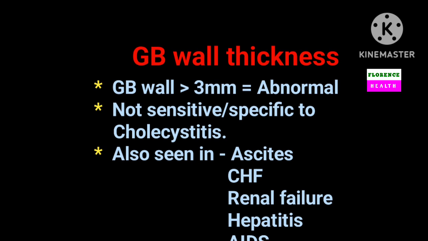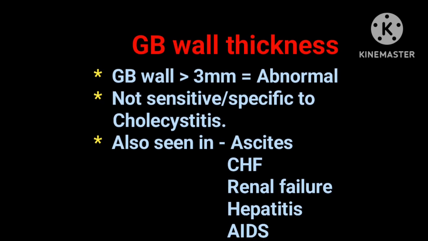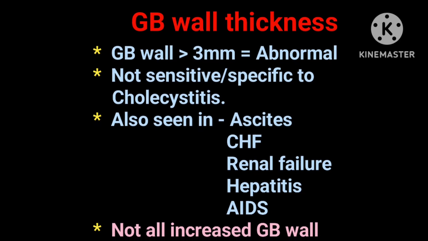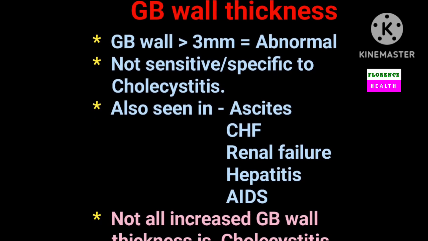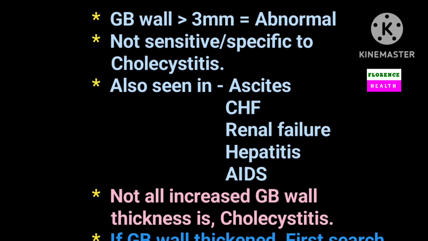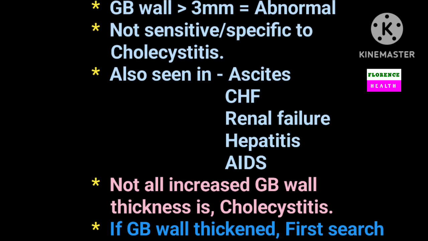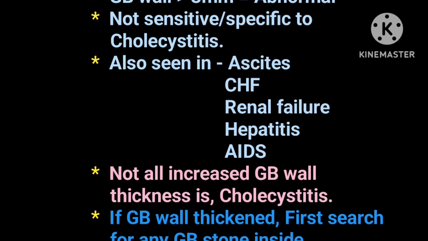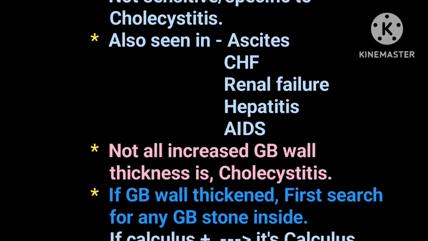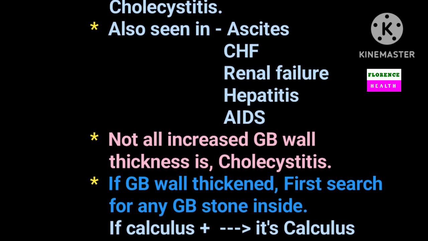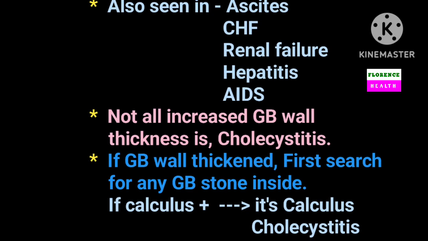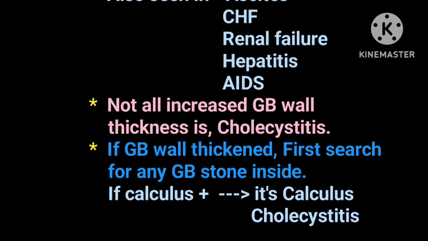That means increased gallbladder wall thickness is also seen in other conditions, where it is called reactive increased thickness of the gallbladder wall. The conditions are ascites, congestive heart failure, renal failure, hepatitis and AIDS infection. These are the conditions with reactive increased wall thickness without any inflammation. If the gallbladder wall is thickened, always search for a stone inside it.